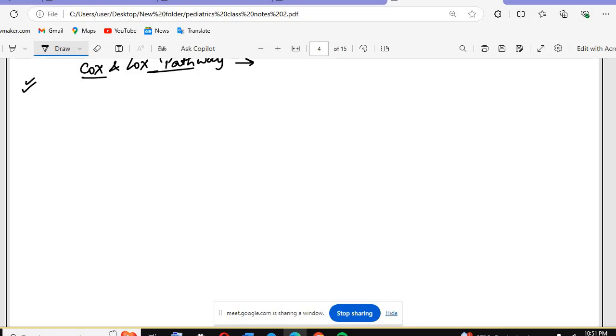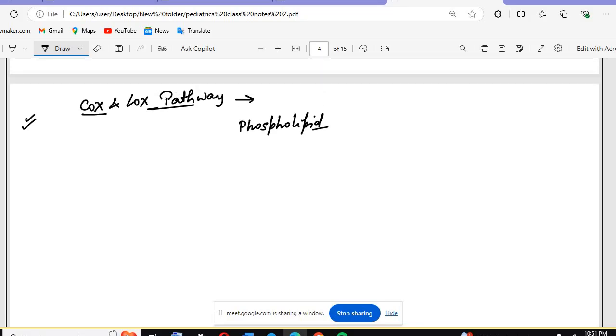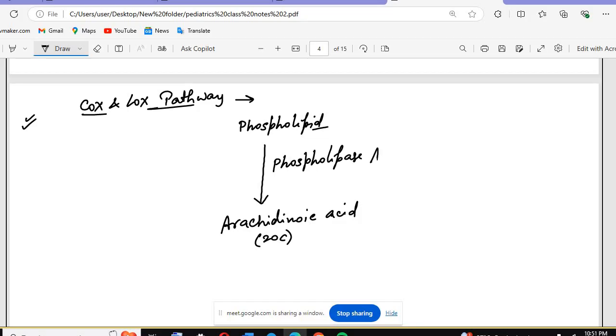Look, the Cox and Lox pathway, actually this is physiology. So what you have seen, there is a phospholipid. The phospholipid is a component of the cell membrane. The phospholipid will be converted into arachidonic acid, a 20 carbon compound, with the help of one enzyme, known as phospholipase A2.